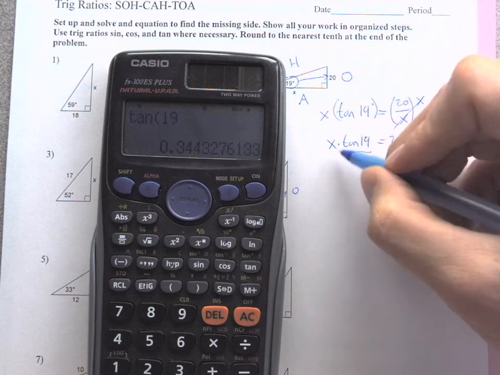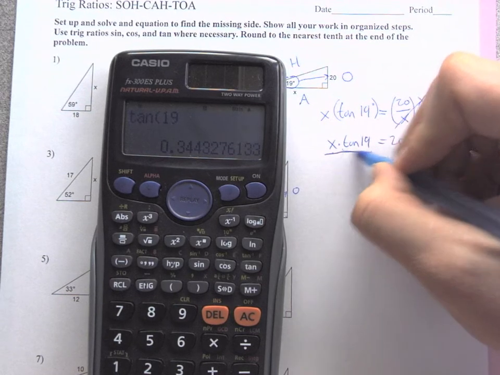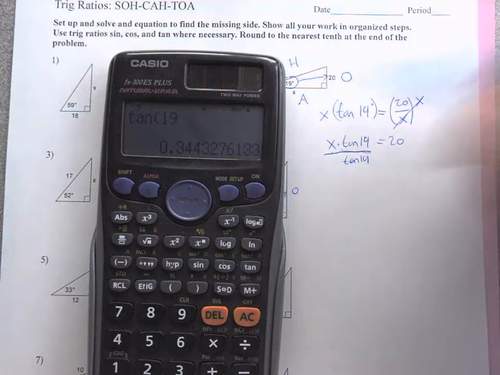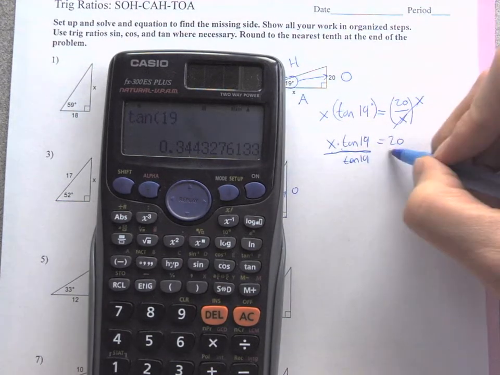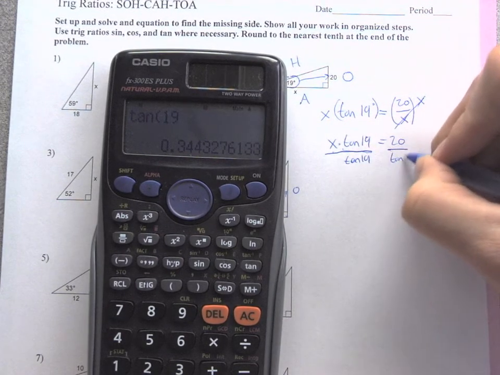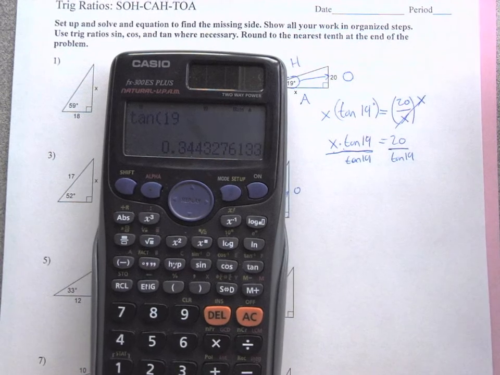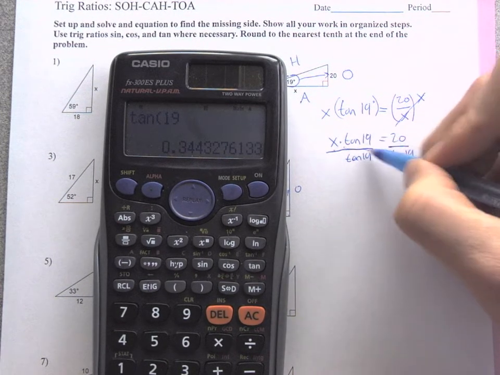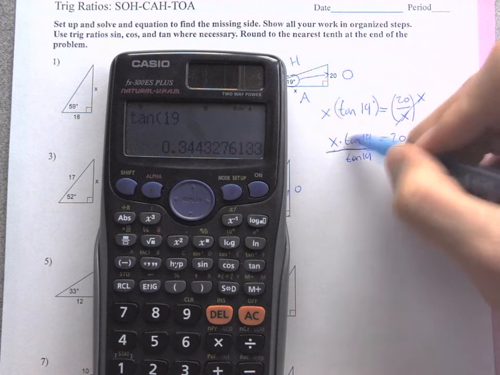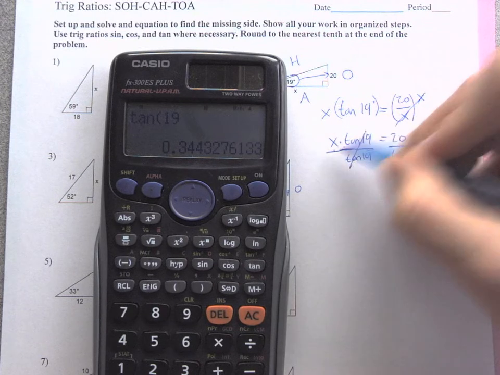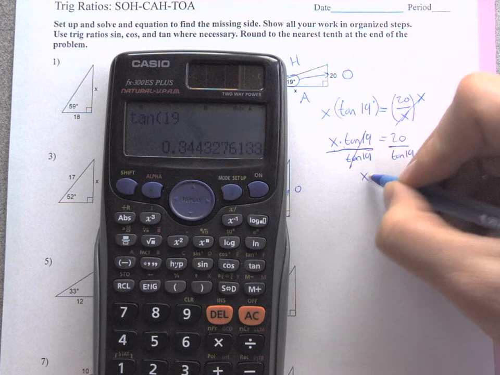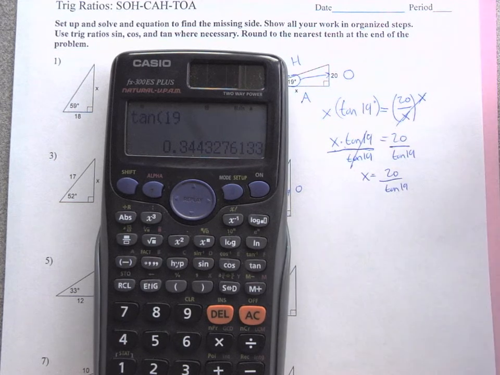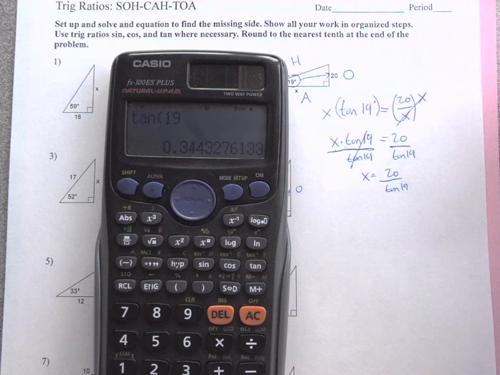So what I'm going to do is if I want x by itself, I'm going to divide both sides by the tangent of 19. Again, that's just some decimal number. I just don't want to write it down yet. So I'm just using tan 19 as a placeholder. So this is just a regular number. Well, it's an irrational, but you get the idea. Divided by itself, these are gone, and I have x left. So x is equal to 20 over the tangent of 19 degrees. Okay?